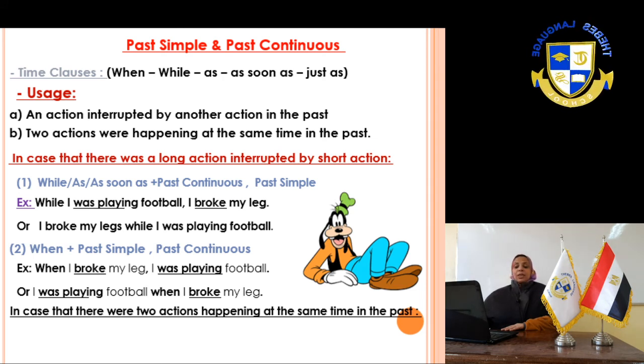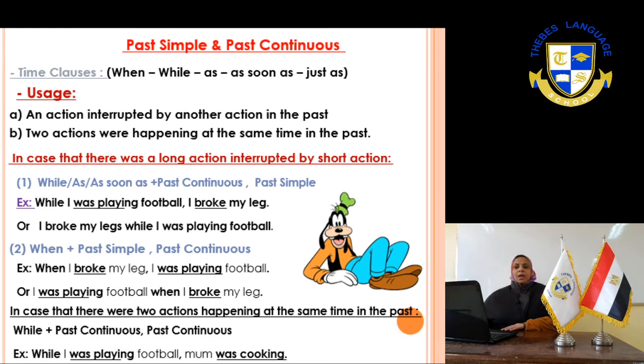Now, in the case that there were two actions happening at the same time in the past, the two actions are long actions. So what shall I do? I will use the word while, or as soon as, or just as. Now, after them I have past continuous, because both verbs are long verbs, past continuous. While I was playing football, mom was cooking. While she was dancing, her mom was baking pizza.